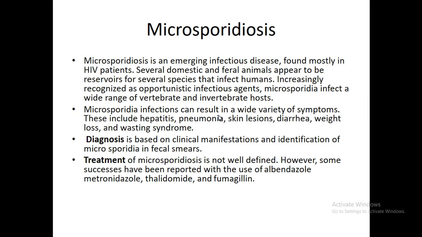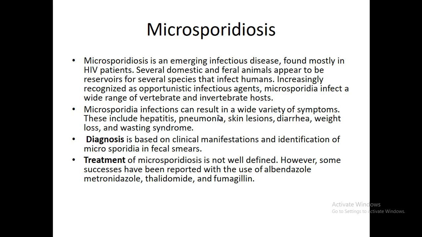Microsporidian infections can result in a wide variety of symptoms, which include hepatitis, pneumonia, skin lesions, diarrhea, weight loss, and wasting syndrome. That is the wasting of muscles. They are highly characterized by the spores, which are very resistant and can survive for a longer period of time in the environment. And this spore morphology resembles enteric bacteria.